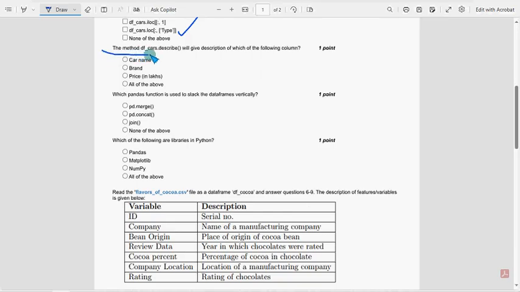The method df cars dot describe will give description of which of the following column. So for third question, third option, price in lakhs is the probable solution. So mark third option as the probable one.